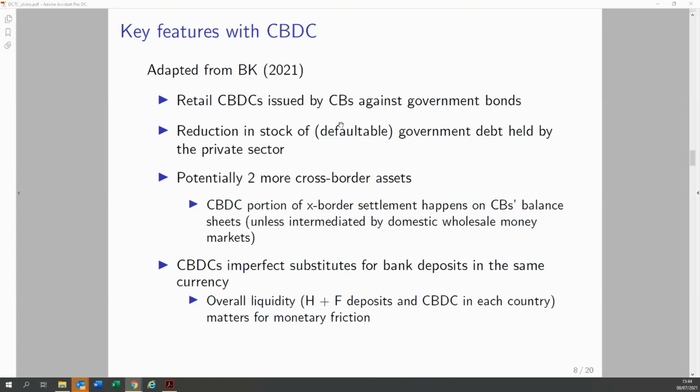One of the key channels through which this CBDC issuance affects the steady state is the reduction in the stock of defaultable government debt held by the private sector, because some of the government debt ends up on the central bank's balance sheet, and therefore the consolidated government plus central bank balance sheet features a reduced stock of debt. Of course, you potentially have two more cross-border assets, two if both countries issue CBDC, one in the simulations that I will show you today. And CBDCs will be imperfect substitutes for bank deposits in the same currency. So basically, they will be competing, but imperfectly, with bank deposits in the same currency. What will matter for the monetary friction will be the overall quantity of liquidity present in the economy, which will be both deposits and CBDC denominated in both home and foreign currency.